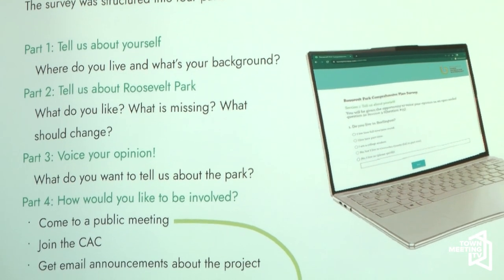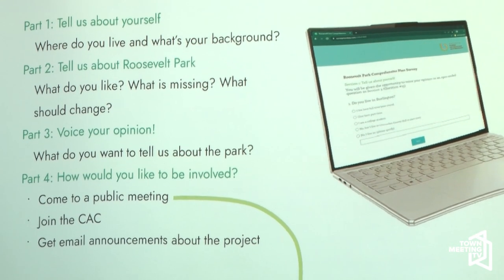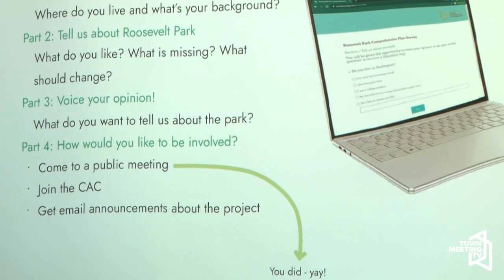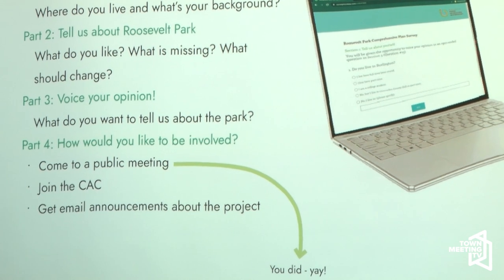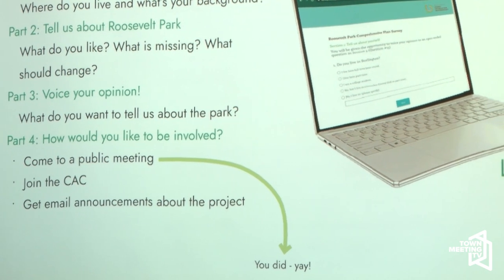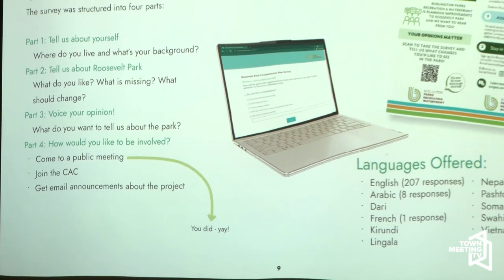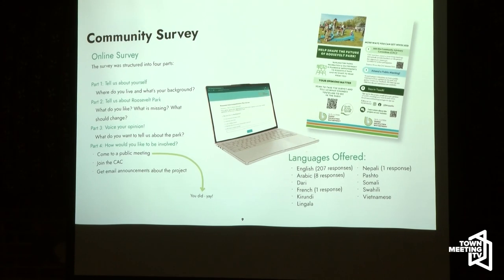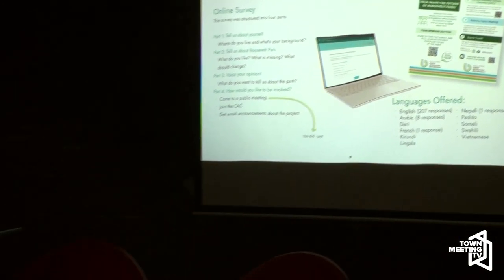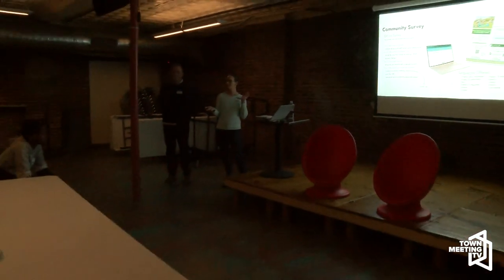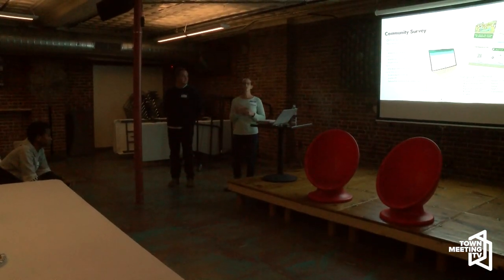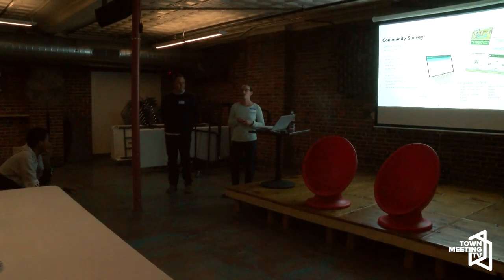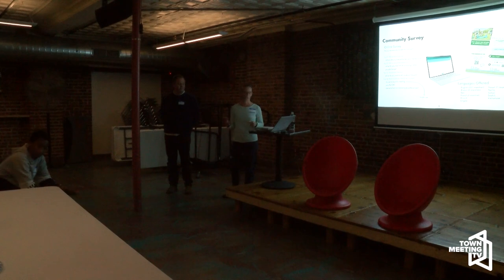Third part was voice your opinion. So this was an open-ended question of tell us whatever you want to about the park. We're listening, good, bad, what do you want to see happen with the park? Let us know. Don't hold anything back. And the fourth part was part of the community outreach, which is we were trying to get people to join the CAC. It's not too late to do that. We wanted people to come to the public meeting. Again, you did. Thank you. And just get out general announcements about the park development, so emails about what's happening next and about changes with the park.